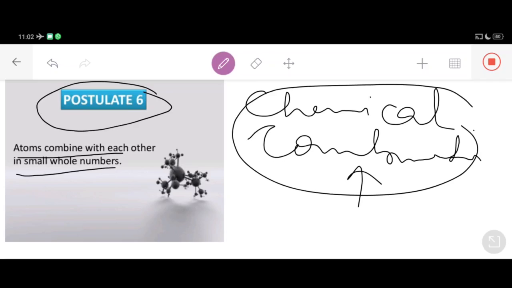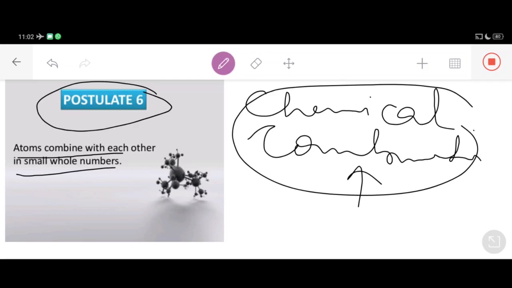What does this statement actually mean? This postulate, postulate number 6, is in accordance with the law of definite proportions, my dear students. Somebody will pose you a question, and this has been asked many times in competitive examinations, asking which postulate of Dalton's atomic theory resembles the law of definite proportions. You should answer in a jiffy: postulate number 6.